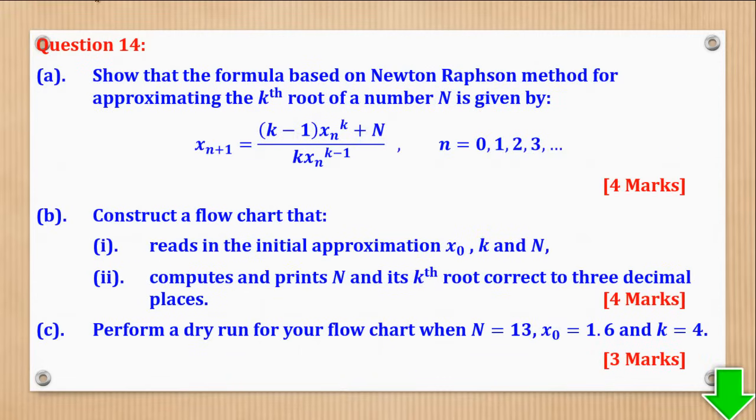So that was question 13, now I go to question 14. Question 14 came from Numerical Methods under the Newton-Raphson Method and Flowcharts. So part A says, show that the formula based on the Newton-Raphson Method for approximating the kth root of a number capital N is given by this. So let's begin with that.